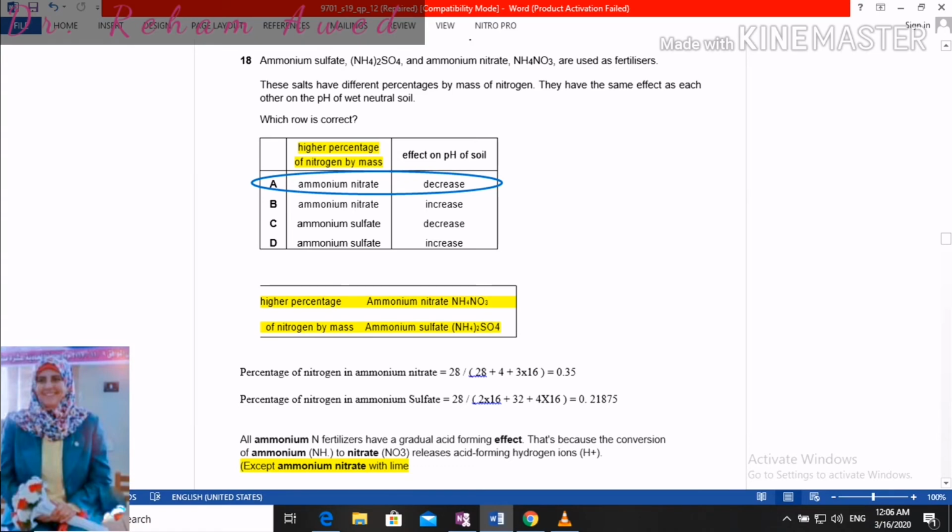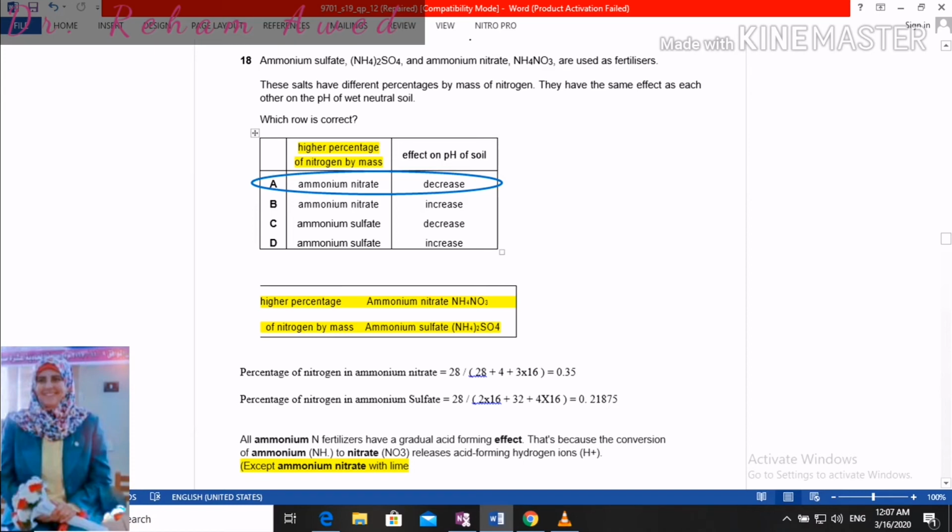Percentage of nitrogen in ammonium sulfate: also we have 2 nitrogen atoms. Between the brackets we have NH4, so we have 2 nitrogen atoms. The relative atomic mass for each nitrogen atom is 14. 2 times 14 equals 28. 28 divided by the total relative molecular mass of ammonium sulfate. So we have 0.21875. So the highest percentage of nitrogen is in ammonium nitrate, not ammonium sulfate. It is the first choice.